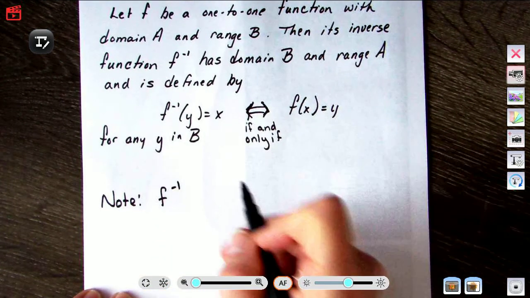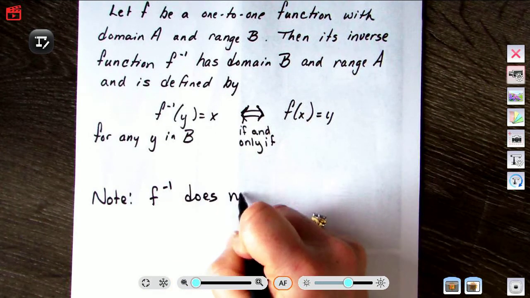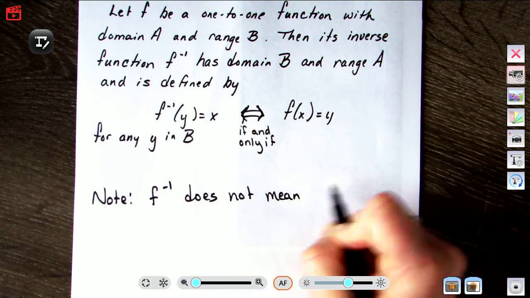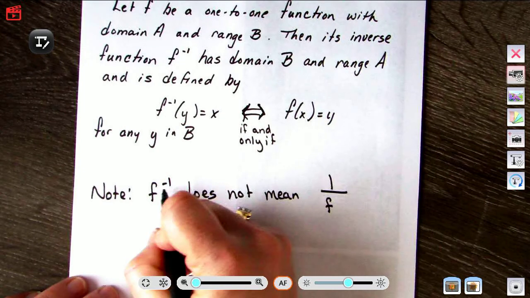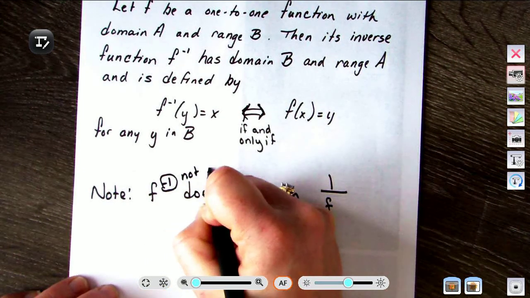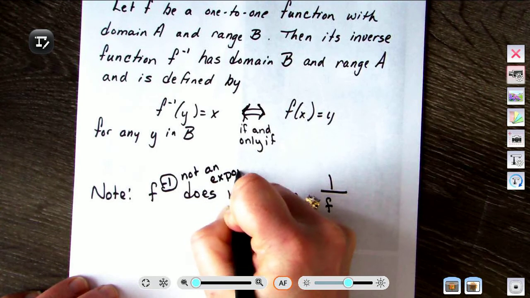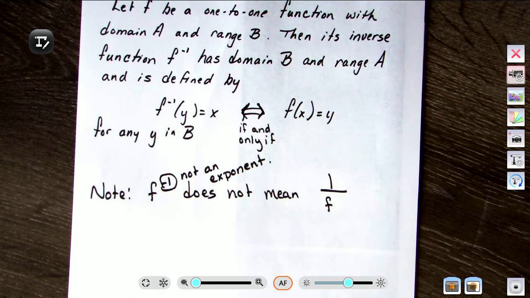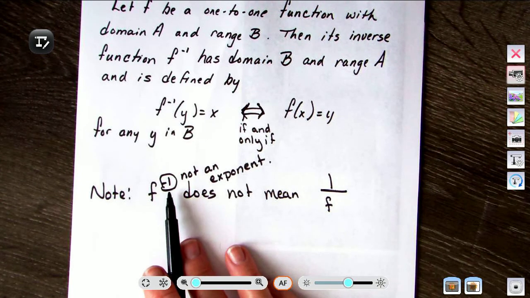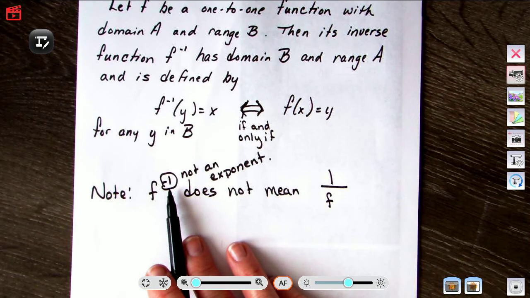This thing does not mean 1 over f. Okay? It is not an exponent. Not an exponent. And this is where some of Sir Isaac Newton's notation becomes a little bit confusing. So he liked it, so it has stuck around. But it does cause issues with some students. We just have to get over that idea that this does not mean 1 over.